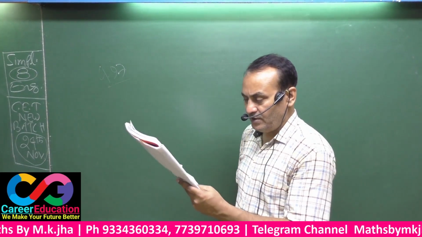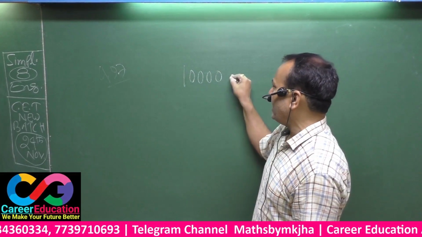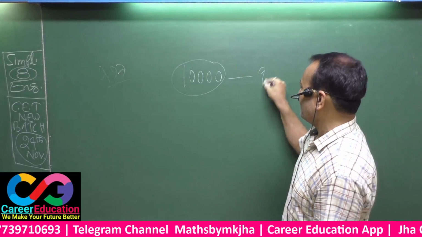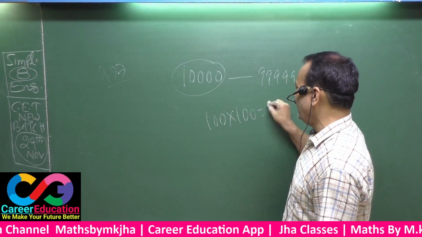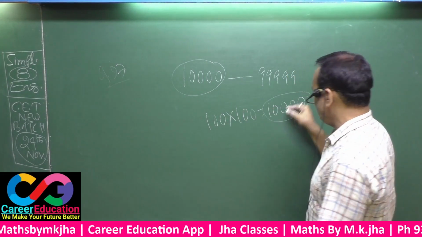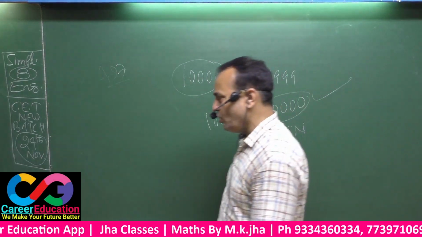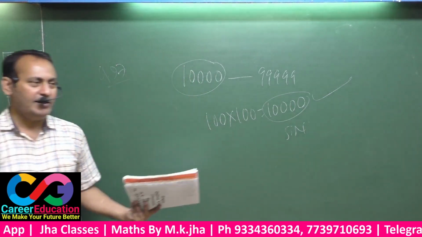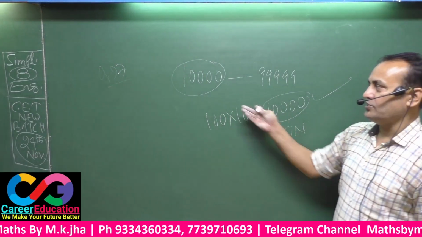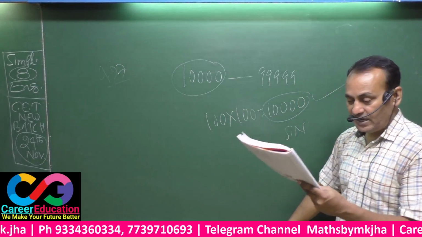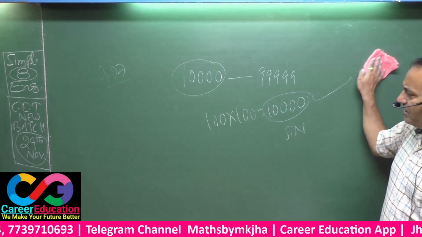Number 97. Which is the 5-digit smallest perfect square number? See here, this is the smallest 5-digit number. This can be written as 100 into 100 equals 10,000, and this is a perfect square number. That means no need to calculate here anymore. This is your final answer. Since 100 into 100 equals 10,000, certainly this will be a square number, and this is the smallest number of 5 digits. This is the correct answer.